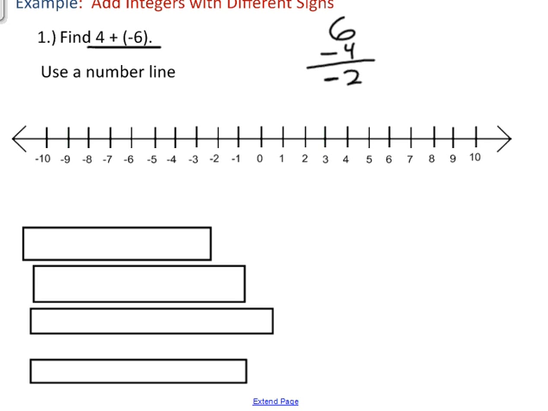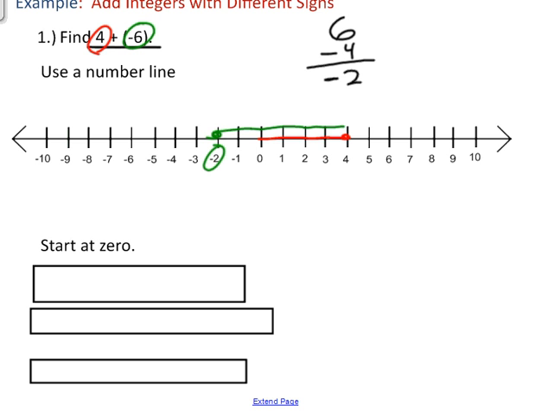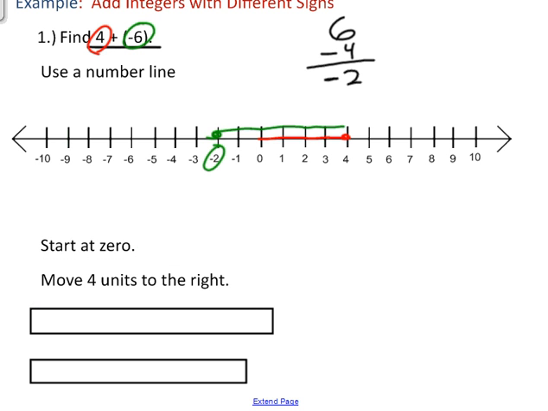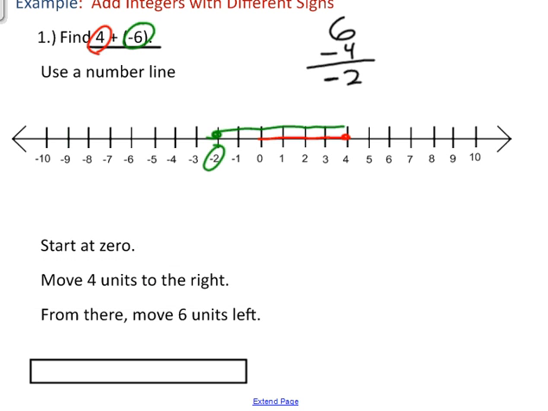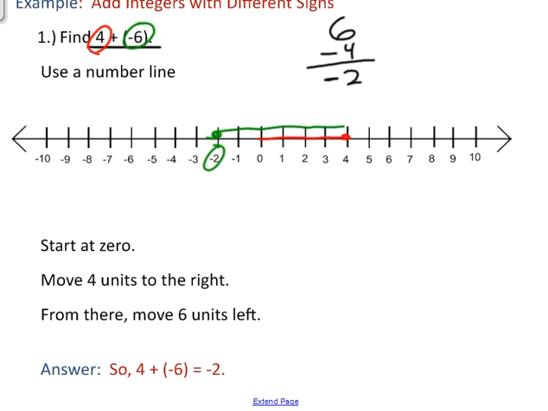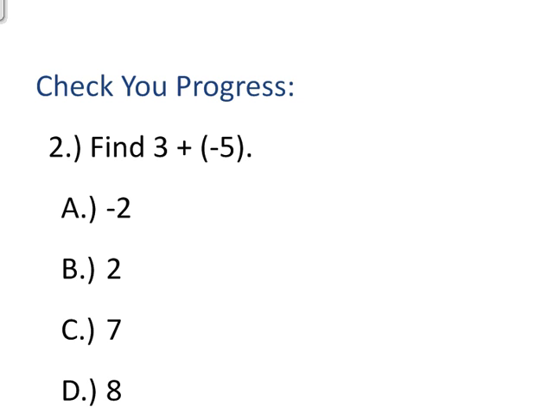We can start on a number line, and we can go 4 units to the right because it's positive. 1, 2, 3, 4. And then we'll go 6 units to the left because of the -6. 1, 2, 3, 4, 5, and 6. So our answer is indeed -2. Start at 0, move 4 units to the right because it's positive, just like we said. From there, move 6 units to the left because it's negative, and we do get -2. Please do this one for me.